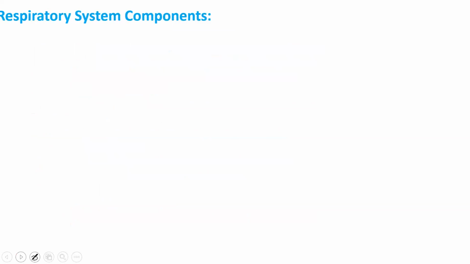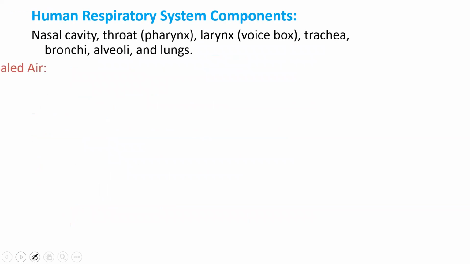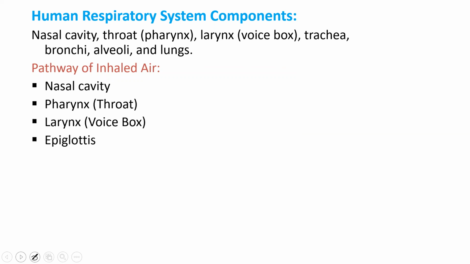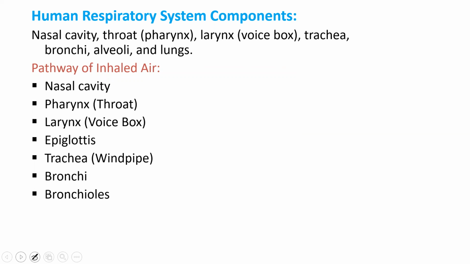Right. As I told you, first we will talk about the respiratory organs. It starts from the nasal cavity, throat, larynx, trachea, bronchi, alveoli, and lungs. The pathway of inhaled air starts with the nasal cavity, then goes to the pharynx, that is the throat, followed by the larynx, that is the voice box. Then we have the epiglottis, the trachea opens, then bronchi, then bronchioles, and finally the alveoli, right? So these are the path of the inhaled air. One by one, we will discuss all these structures very briefly.